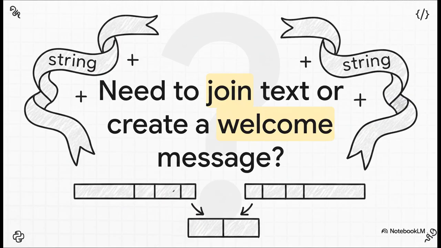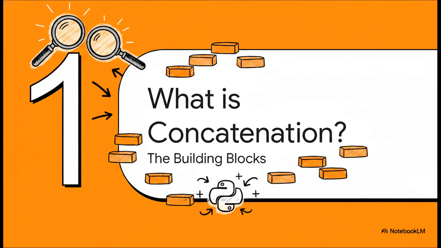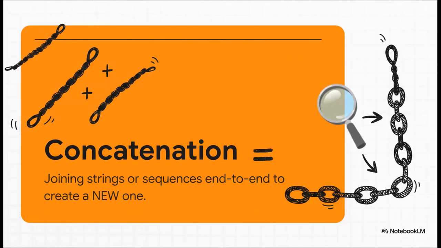The fancy term for this is concatenation. And I know it sounds a little technical, but trust me, by the end of this, it's going to be second nature. All right, first things first, before we even look at a single line of code, let's get on the same page about what concatenation really means. To put it simply, it's just the act of taking different pieces of text, which we call strings in the programming world, and sticking them together, end to end, to make one single brand new string.